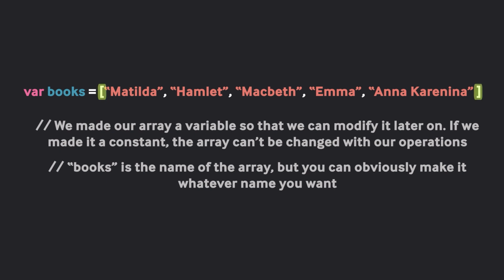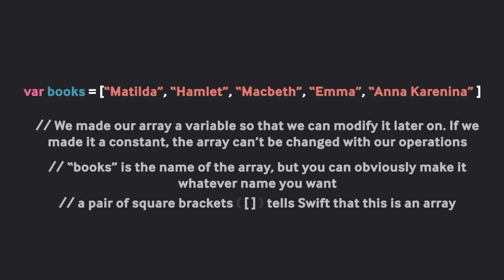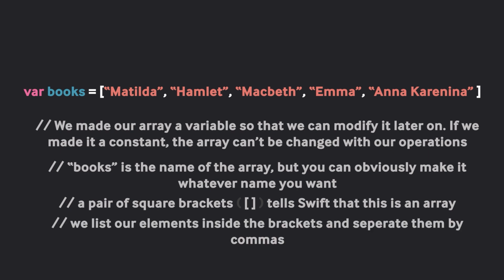The square brackets are what tell Swift that this is an array. Whenever you see a list of values inside a pair of square brackets, you're looking at an array. And inside, each item is separated by a comma. These are our elements, the actual values being stored. Each one lives at a specific position, starting at 0.